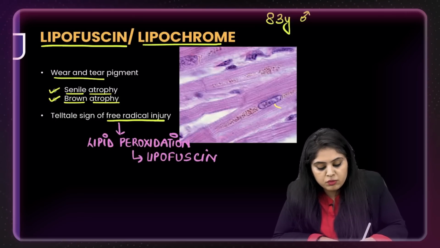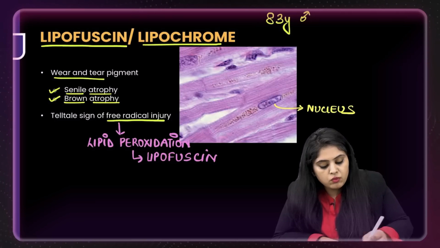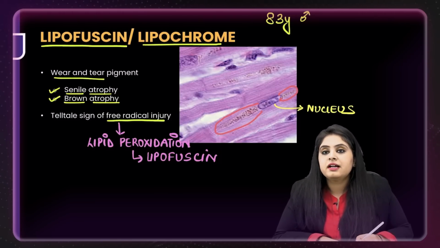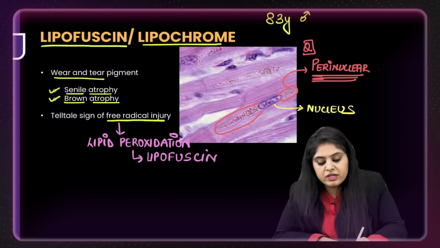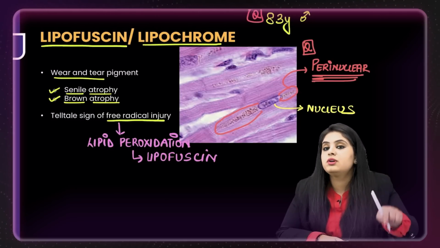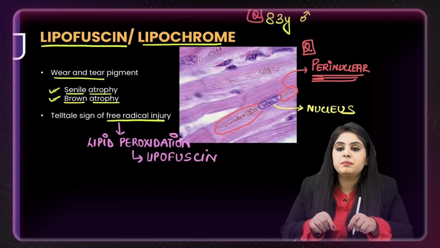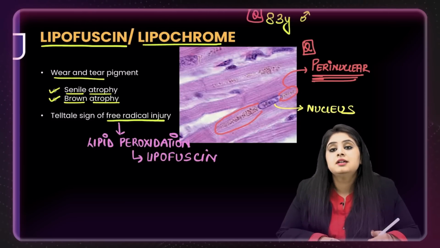So I realize this blue color thing is obviously the nucleus of the cell, and around the nucleus of the cell I have a brown color pigment. That is exactly what I want to tell you. The identifying point is that this is perinuclear in location. That is how the question comes. You see an elderly man with a perinuclear pigment and you don't think of anything other than lipofuscin.